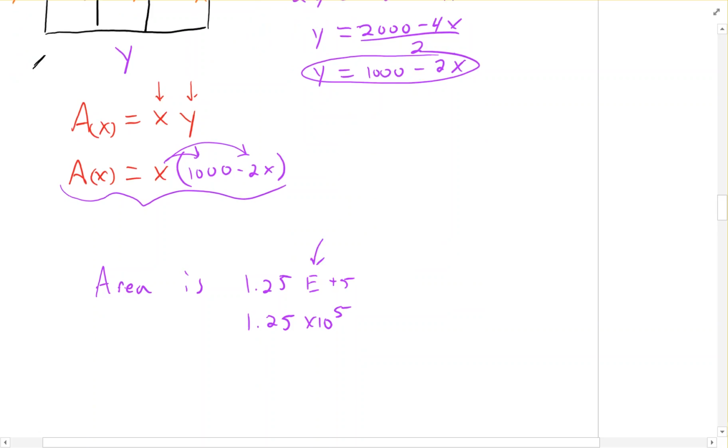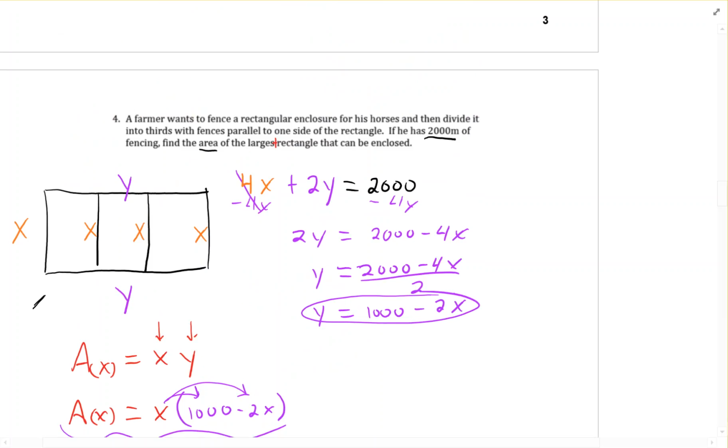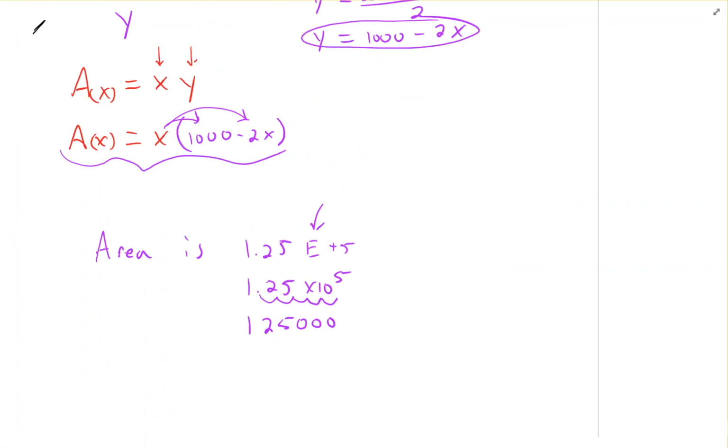So times 10 to the 5 would mean that you'd move the decimal place over 5 times if you wanted to figure out what that number actually looks like. So that would be 125. This moved over 1, 2, 3, 4, 5 times, so there'd be 3 more zeros. It would be 125,000. That's the same as 1.25 times 10 to the 5. And finally, you should probably have units here. We were measuring everything in meters, so this would be meters squared for area.